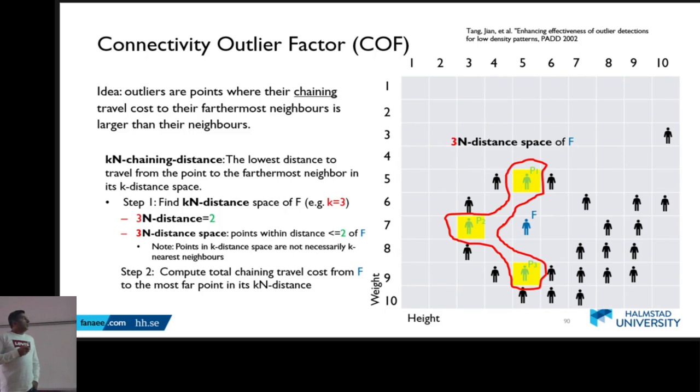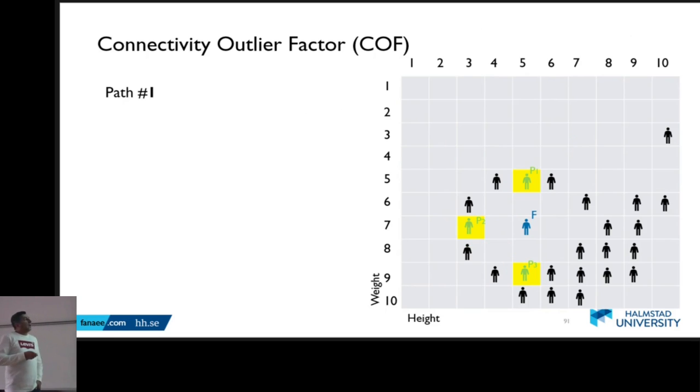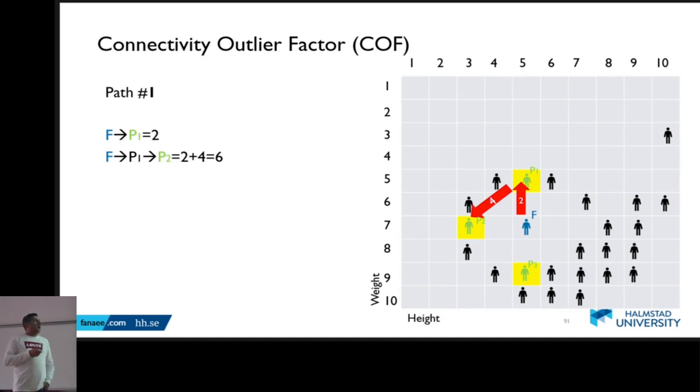And now in step 2, we compute the total chaining travel cost from F to the most far point in this kn distance space. So the most far point from F probably is this one or this one or this one. Doesn't matter. We assume one of these, because all of them have the distance of 2 to F. So let's see the traveling cost from F to the most far point.